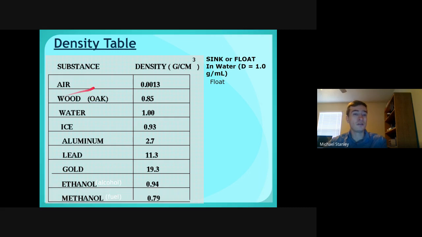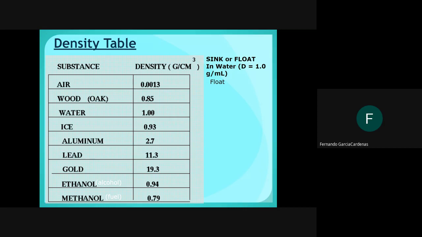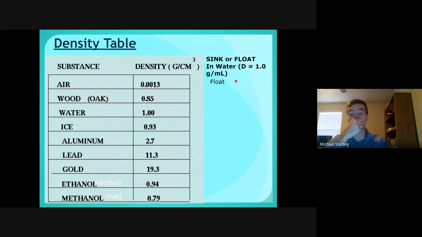What about wood? There's all sorts of different kinds of woods, but we'll talk specifically about oak. Wood has a density of approximately 0.85 grams per centimeter cubed. So is wood going to sink or float in water? It would float. Float, exactly.